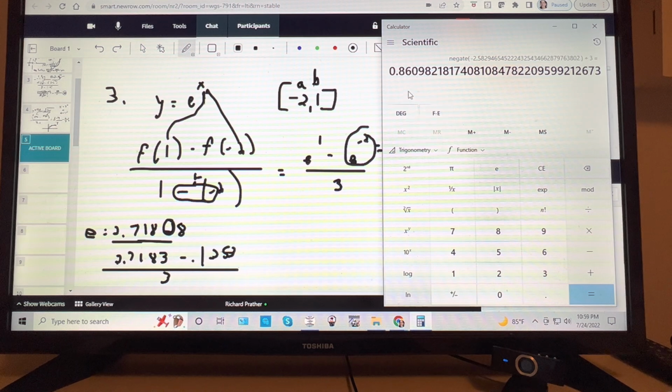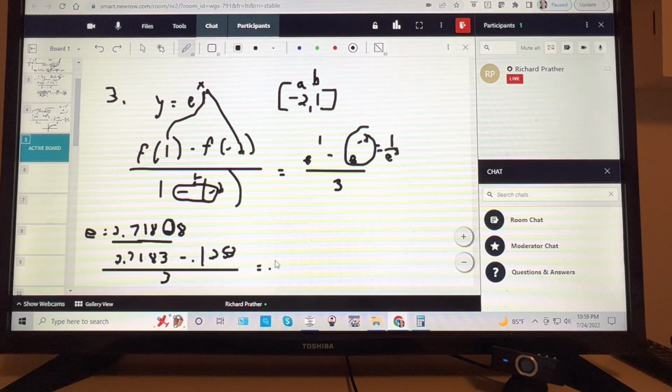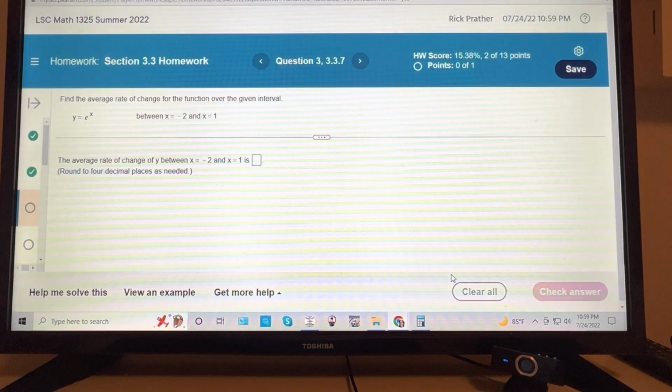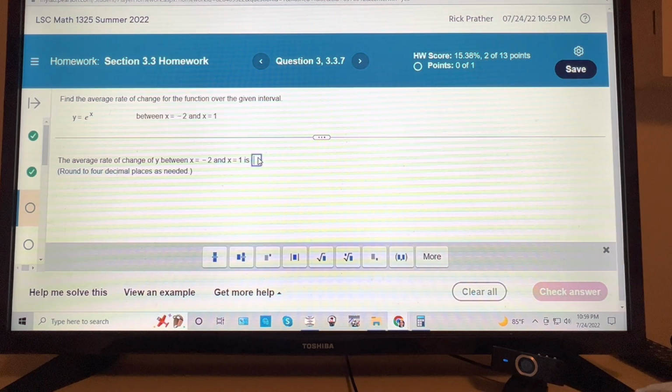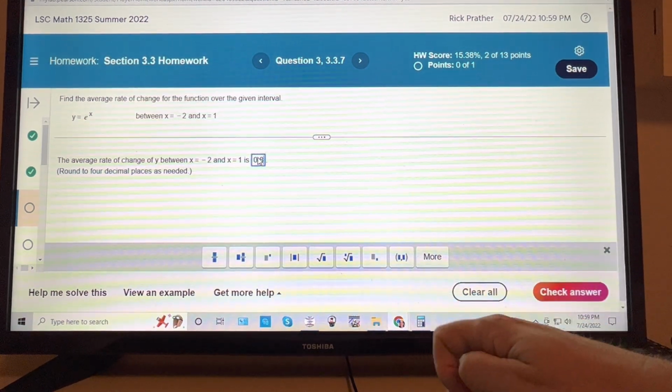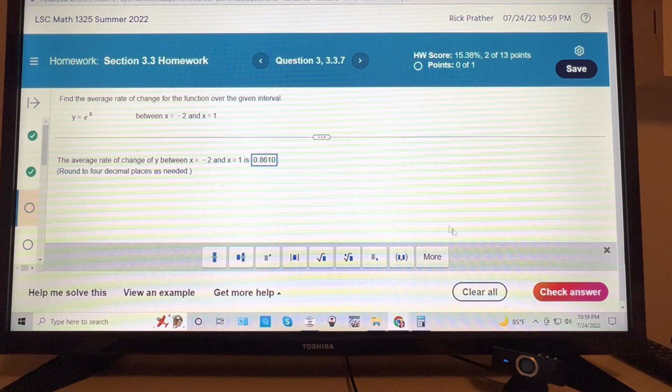Now you round to 4 places. So this 8 right here, you need to add 1 to the 9, make this 09 turn into a 10. So 0.8610. This just gets messy because we need to work in decimals with these long, messy exponentials and the fact that they don't come out exactly, so you have to work in decimals. So 0.8610, round to 4 decimals.